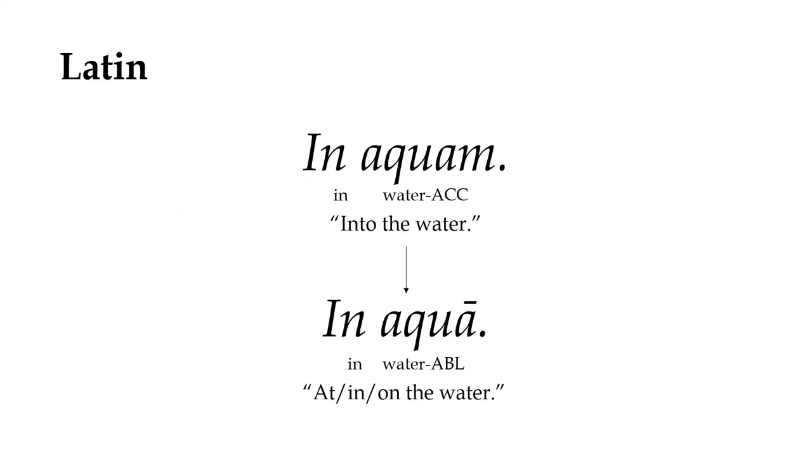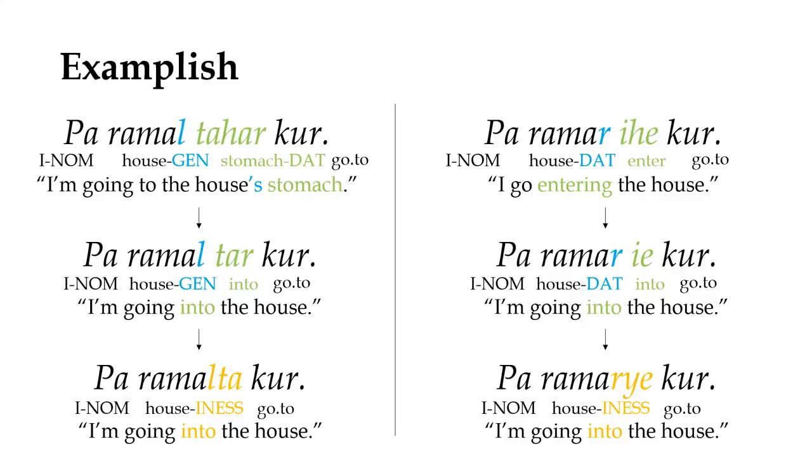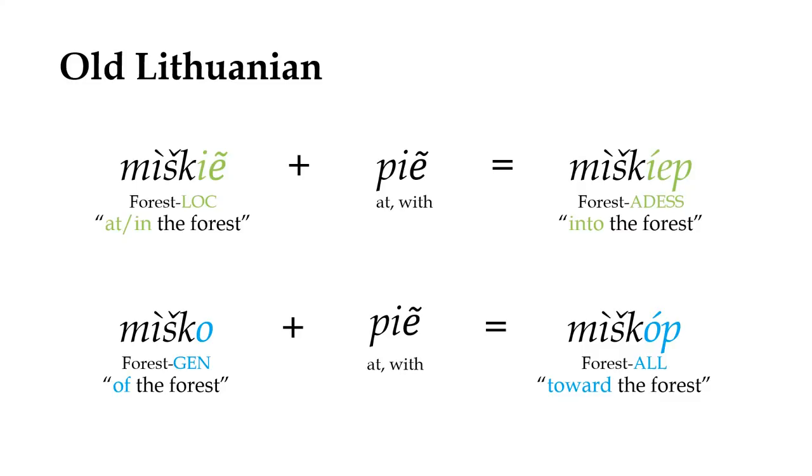Sometimes, a single adposition will encode different meanings depending on which case the noun it modifies is placed in. In Latin, using the preposition in with the accusative case creates the meaning of motion into the noun, while using the same preposition with the ablative case instead encodes a position at, in, or on the noun. With further evolution, these complementary adpositions may get affixed onto the inflected noun to become a new, compound case marker with a more specific meaning. In Old Lithuanian, an adposition meaning at, or with, became suffixed to the locative and genitive to create the adhesive and allative cases respectively.